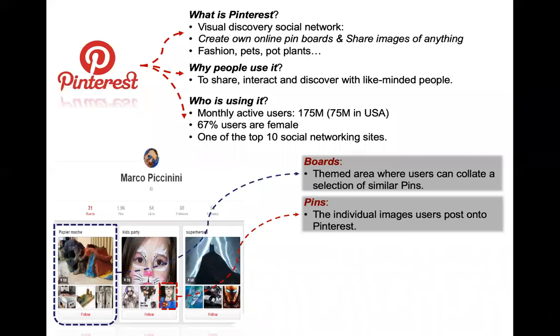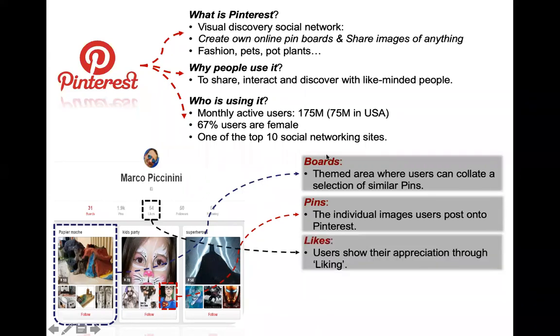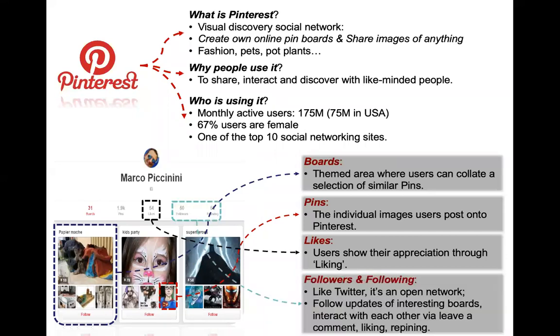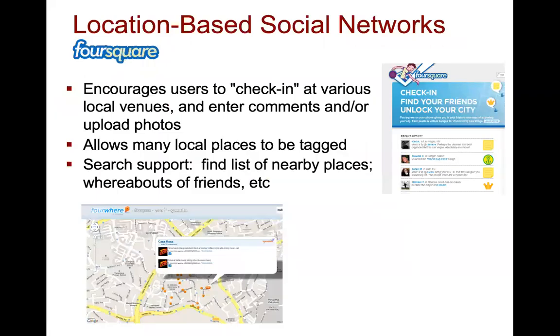They can collect a selection of similar pins, and they can do advertisement inside there, and then they can allocate themselves in a particular necessary place, so that they can really enjoy the communication inside the platform. And of course, there are also standard features like likes, followers and following. So this one you will see in other social networks.